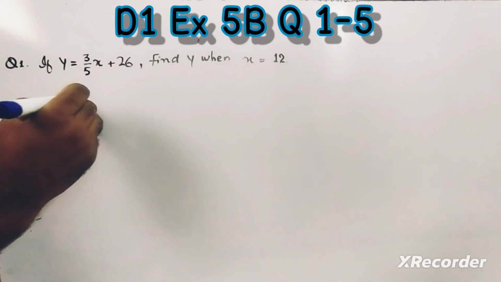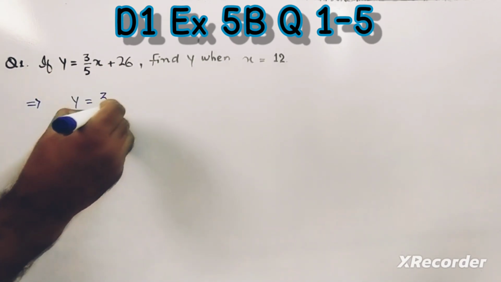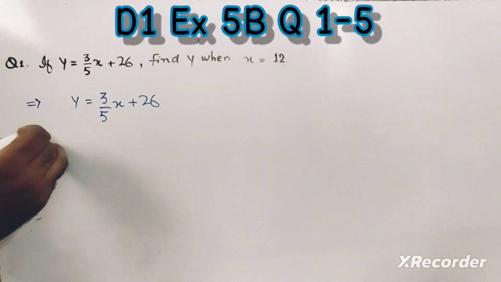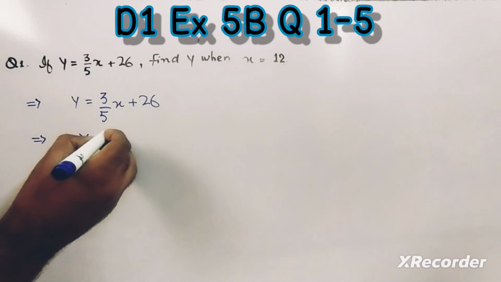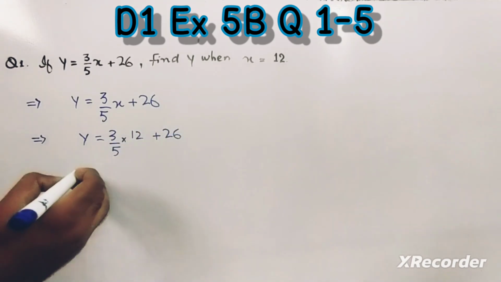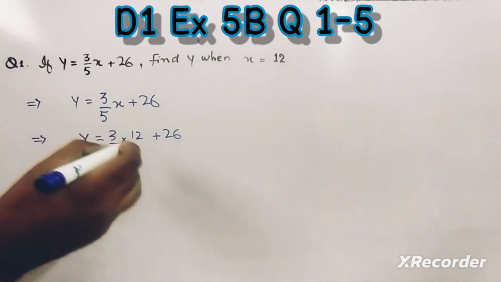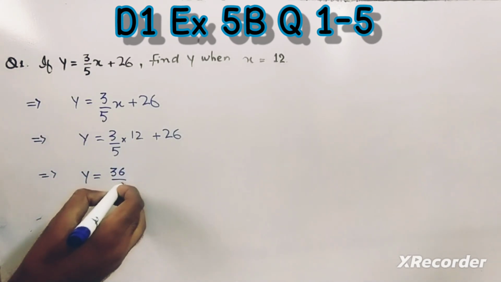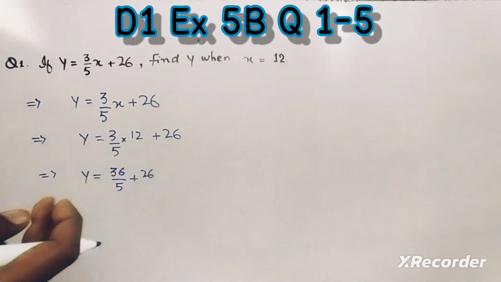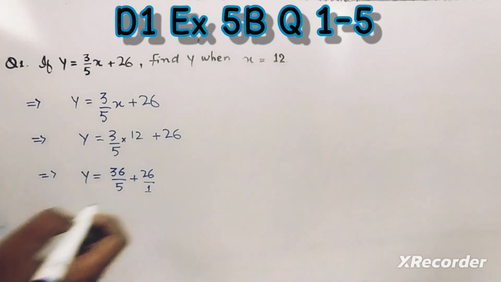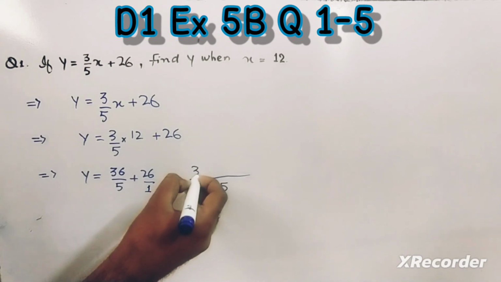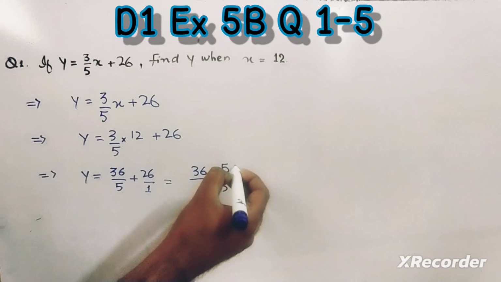So first, we write the equation given: y is equal to 3 upon 5x plus 26. Now we put the value of x in the given equation like that. y is equal to 3 upon 5 multiplied with 12 plus 26. So 3 times 12 is 36, 36 upon 5 plus 26. Now 36 upon 5, and we can take the LCM with 1 like that. The LCM will be 5, and we can write it 36 plus 5 times of 26.